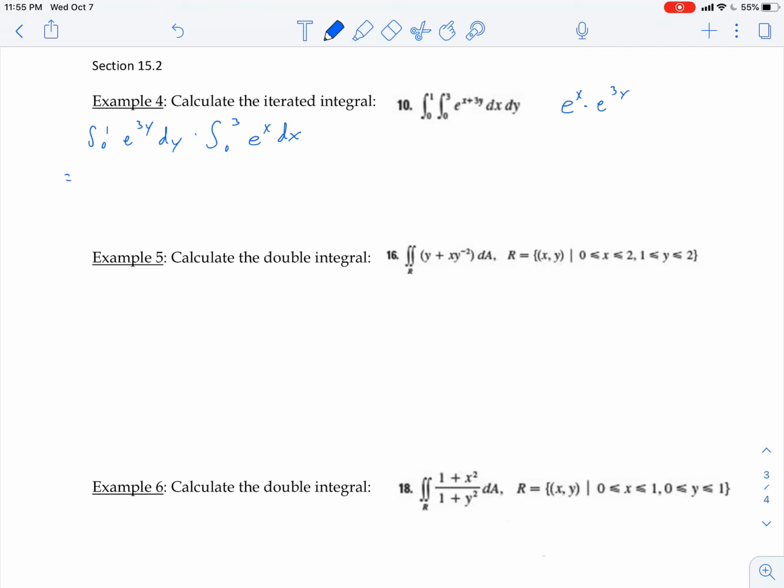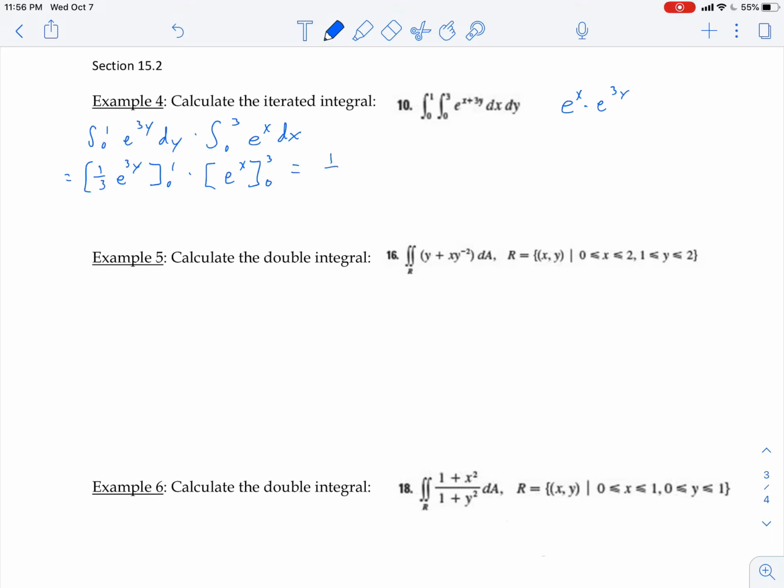So taking the integral of e to the 3y is just going to be 1/3 e to the 3y, from 0 to 1, times, and now we'll take the integral of e to the x. That's just e to the x. Those are always great. So e to the x, and we're going to go from 0 to 3.